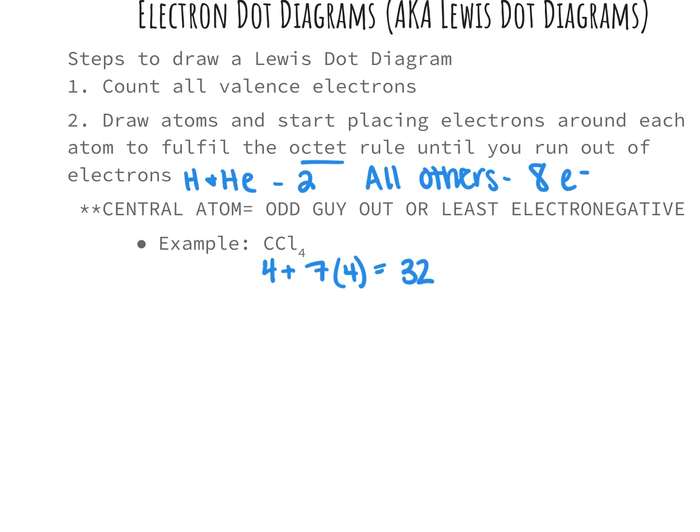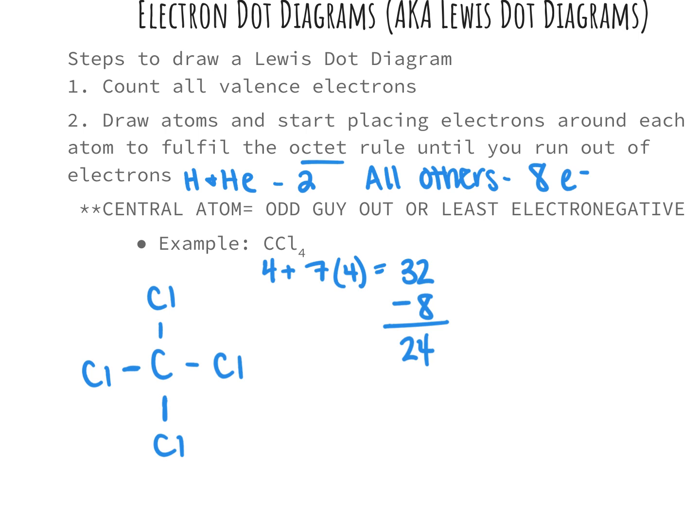Now the next step, we're going to draw the atoms. And it's odd guy out. So it's carbon and 4 chlorides. The single carbon is the odd guy out. And then I'm just going to evenly space the 4 chlorides around it. Each dash is representing a single bond, which holds 2 electrons. So we started at 32 electrons, and this contains 2, 2, 2, 2. If we add it up, it's 2, 4, 6, 8. So by drawing those dashed lines, we've used 8. Now we have 24 valence electrons left.